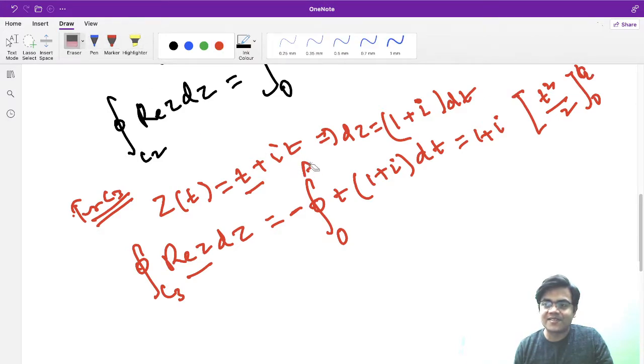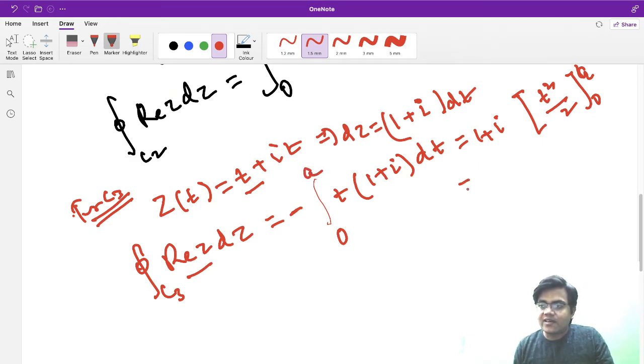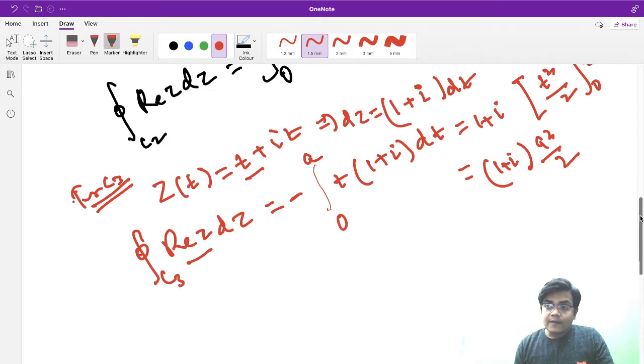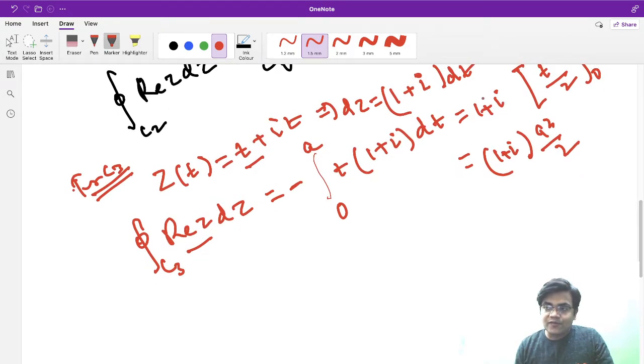Okay, this is not capital A. Let me write it beautifully. Yes, this is from 0 to a. So finally what you are going to get is 1 plus iota into a square by 2. So this is the integral along C3. And how can you forget that negative sign? You cannot forget the negative sign, which was taken earlier, because the orientation was opposite.